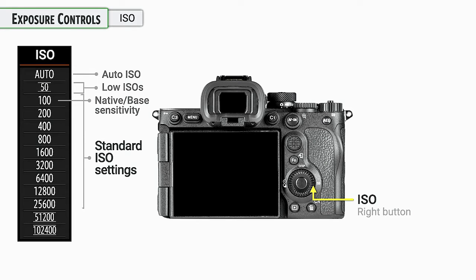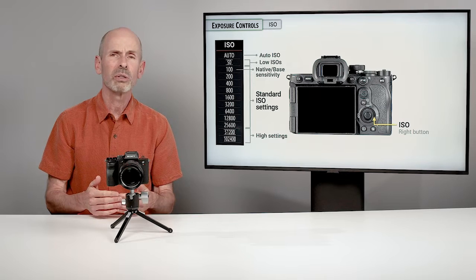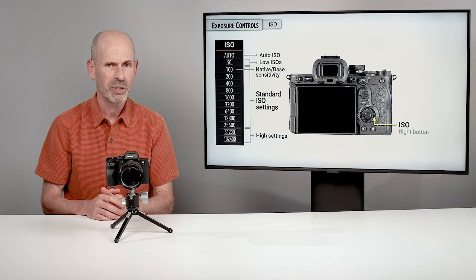Our standard ISO range is going to be going from roughly 100 up to 25,000. And then we have some high settings in there. And these have little lines above and below it like the 50 does to let you know that we're going a little off chart here, you might say. This is where you're going to start to lose a bit of quality on your images.